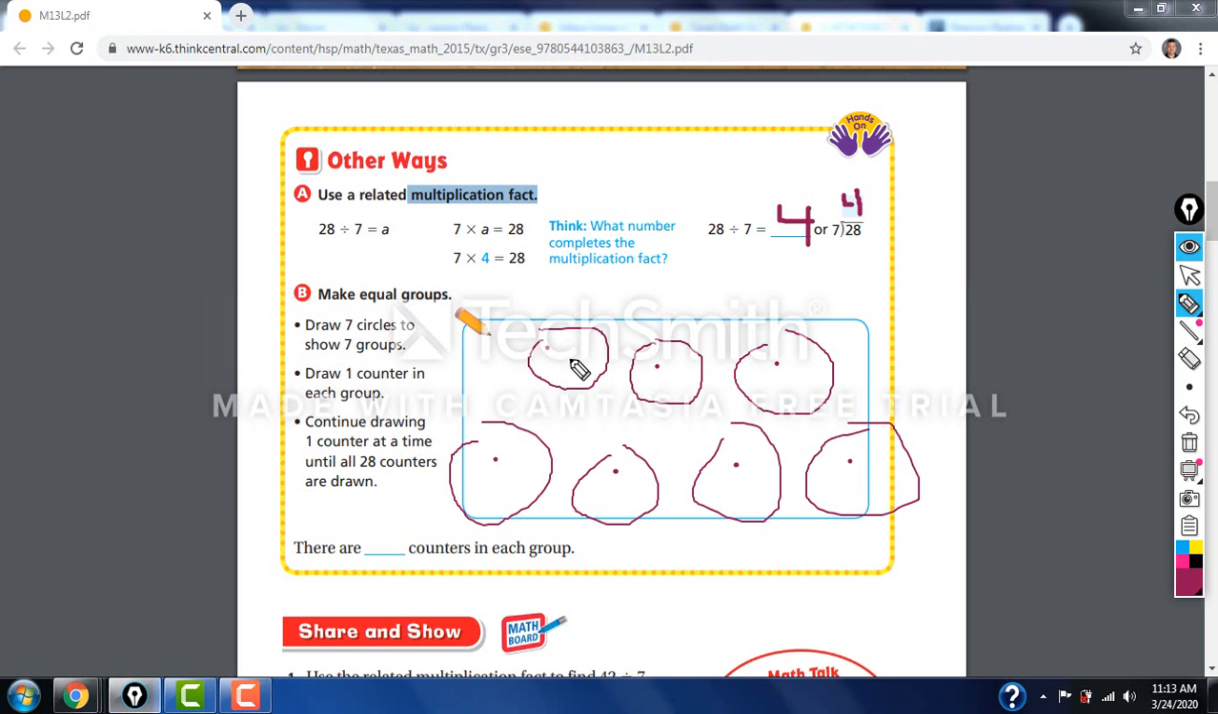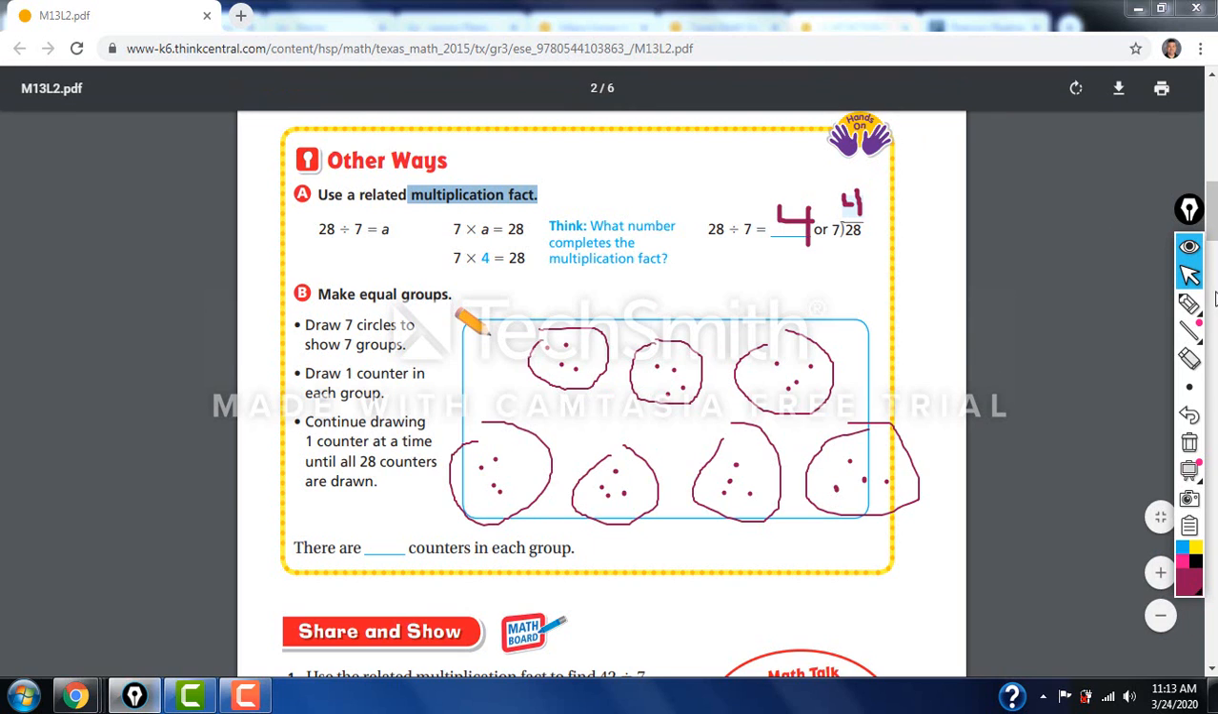I'm going to continue till I get 28. 7, 8, 9, 10, 11, 12, 13, 14, 15, 16, 17, 18, 19, 20, 21, 22, 23, 24, 25, 26, 27, and 28. And again, if you take a look at it, it gives us the same answer that we have in here. It's just a different representation.